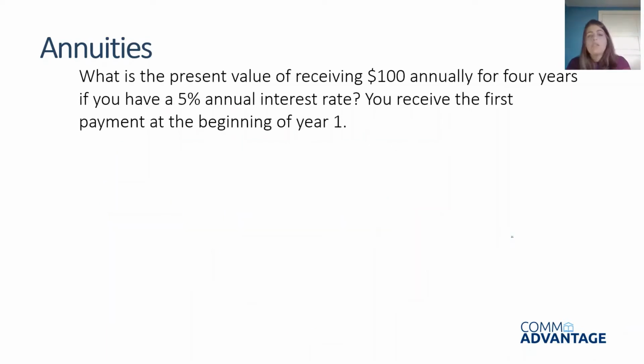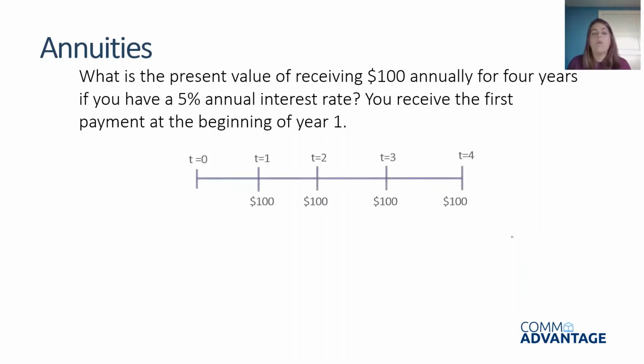So what's our present value of receiving $100 annually for 4 years if we have a 5% annual interest rate and we receive the first payment at the beginning of year one? That's the timeline we were just looking at. They're not going to tell us this is an annuity. We have to know, hey, I'm looking at an annuity and I want to find that present value.